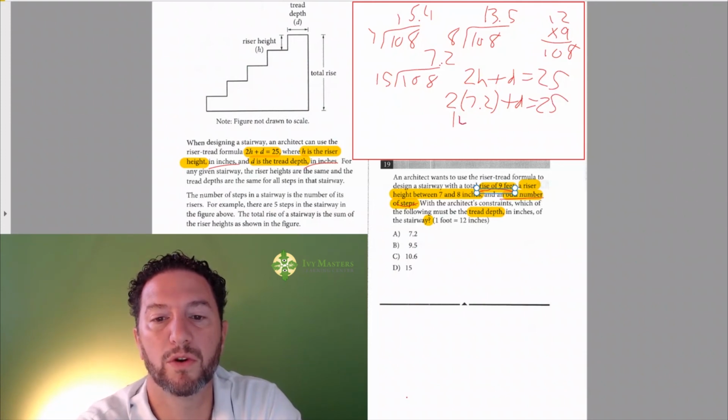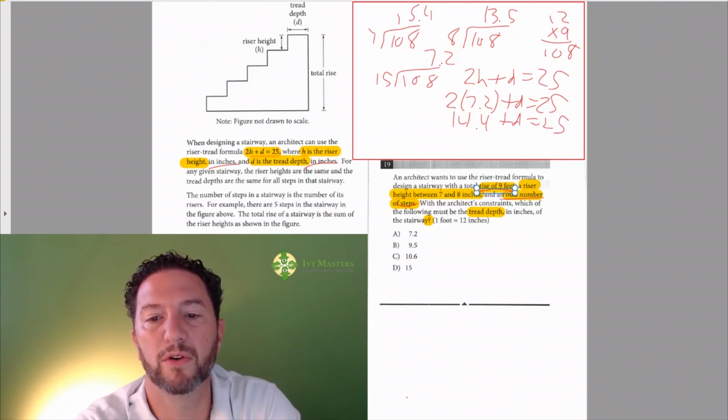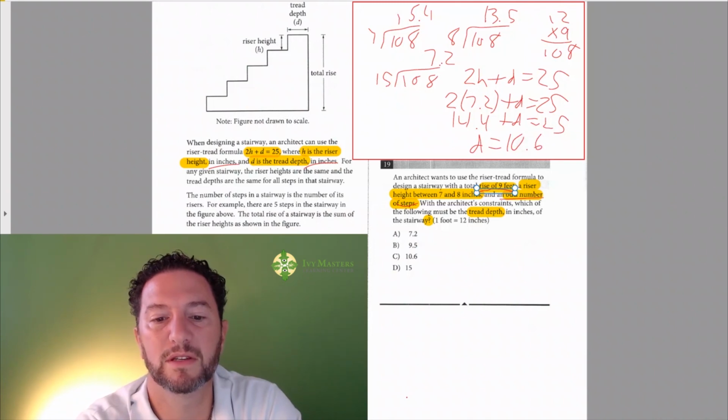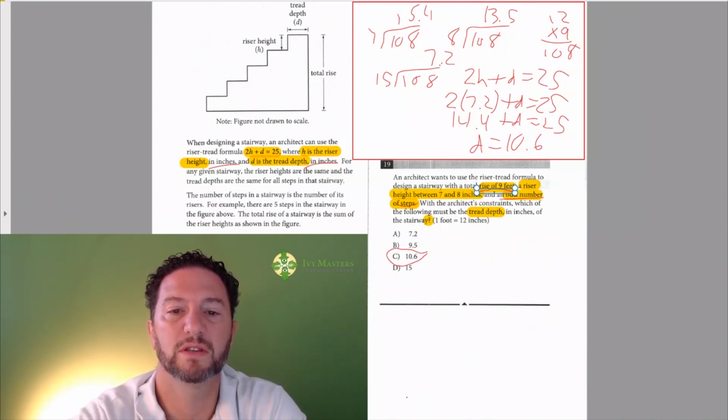It's going to be 14.4 plus d equals 25. And if you subtract 14.4 from both sides, you get that d equals 10.6. Answer choice C is your correct answer.